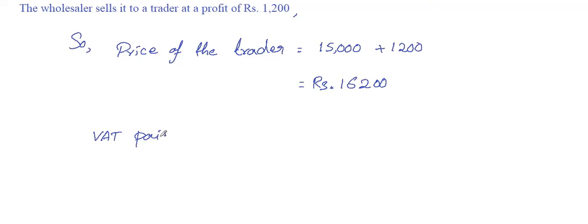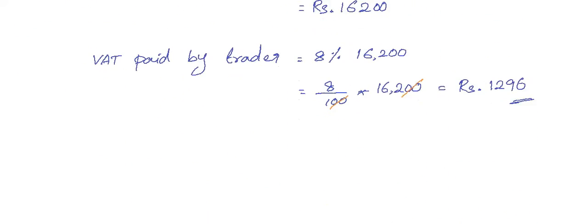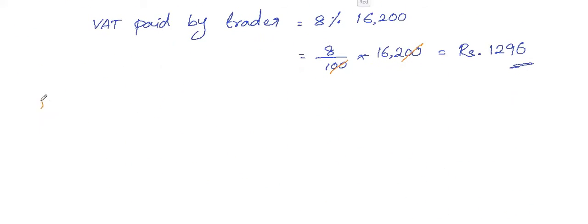Now the VAT paid by the trader is equal to 8% of 16,200, which is 8 by 100 into 16,200. So 16,200 divided by 100 becomes 162. So 8 times 162 becomes 1,296, which is the VAT paid by the trader.